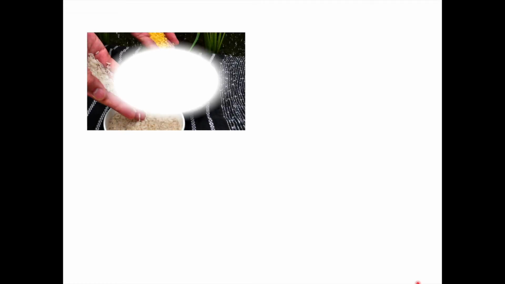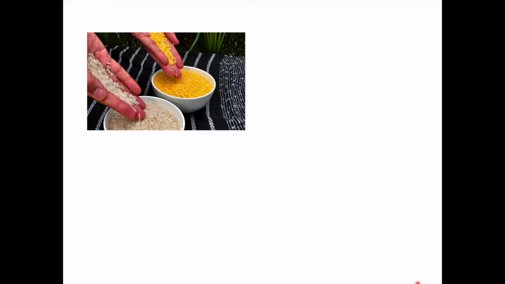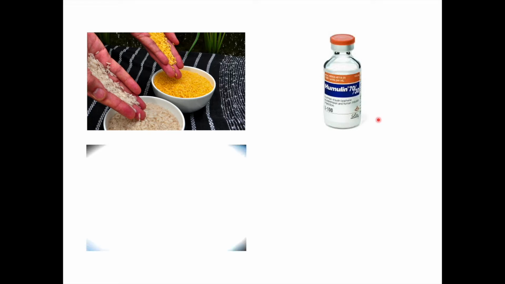This is all about genetic engineering. Have you ever wondered about the foods that we are eating? Just like the image that I'm presenting, the first image that you can see on the screen, there's a white colored rice and there is a yellow colored rice. The second image is the insulin, which is widely used by those individuals suffering from diabetes.